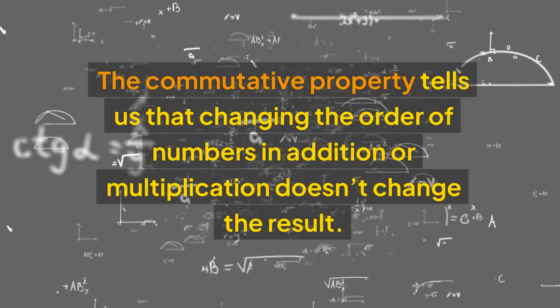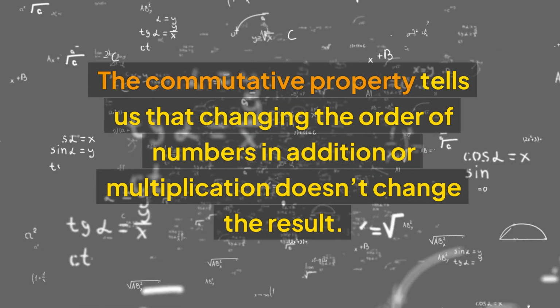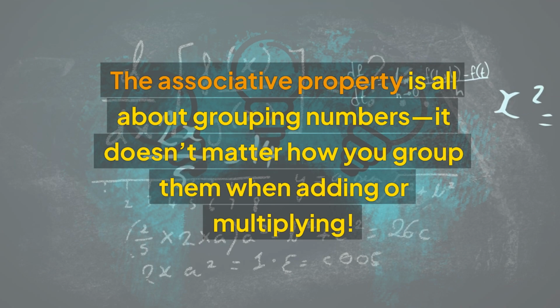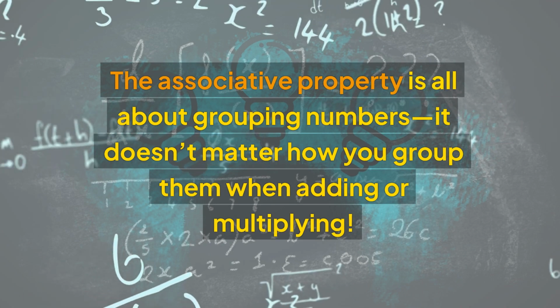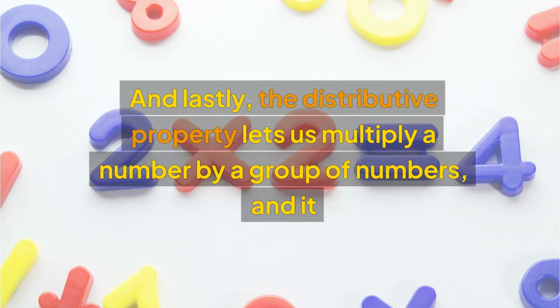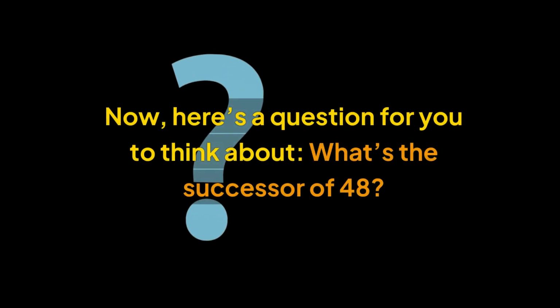The commutative property tells us that changing the order of numbers in addition or multiplication doesn't change the result. The associative property is all about grouping numbers. It doesn't matter how you group them when adding or multiplying. And lastly, the distributive property lets us multiply a number by a group of numbers. And here's a question for you to think about. What's the successor of 48?